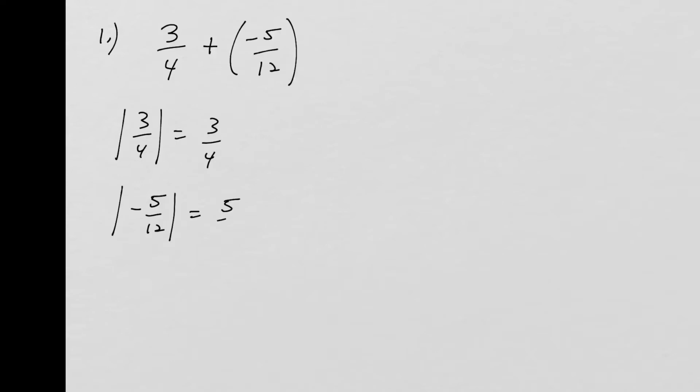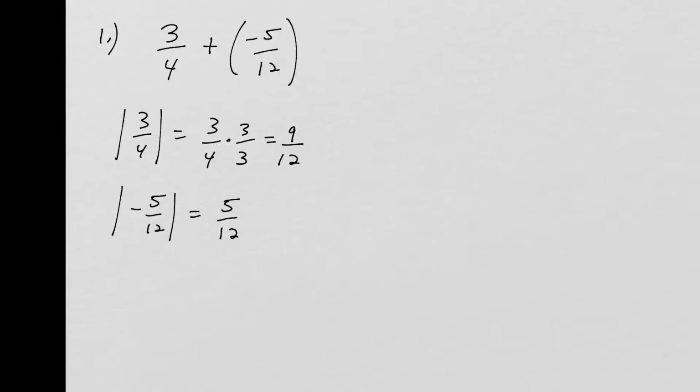is positive 5/12. Now, because I need to add and subtract fractions, I better first convert them so that they both have the same denominator. In this case, we can see that the lowest common denominator is 12, right? The lowest number that 4 and 12 will go into is 12. So I can correct this first fraction, 3/4, by multiplying by 3 over 3. So 3/4 is equivalent to 9/12. And the second fraction's okay, I can leave it 5/12.